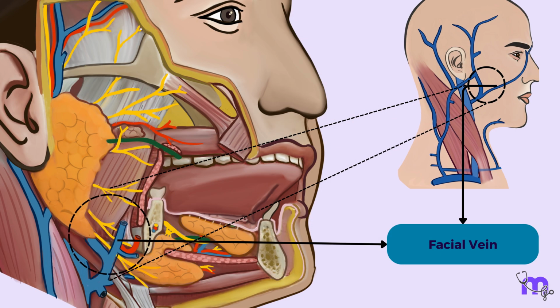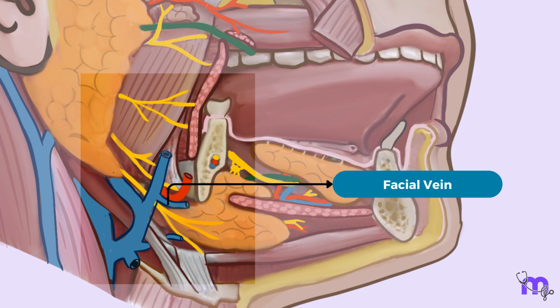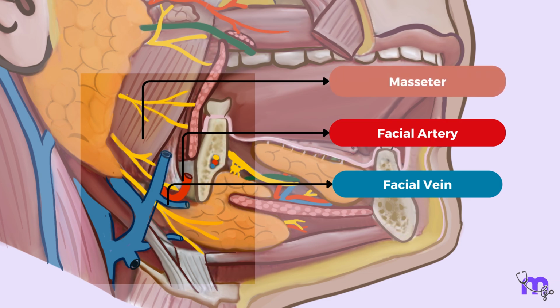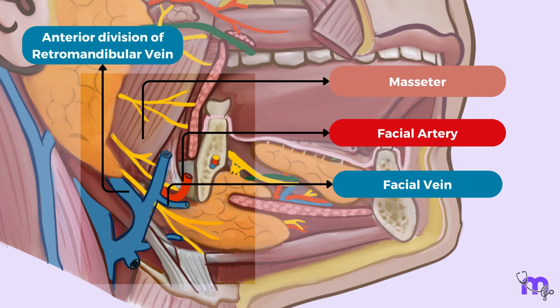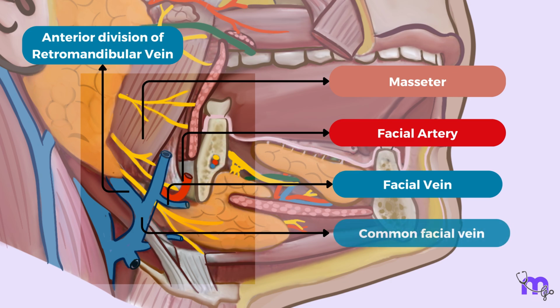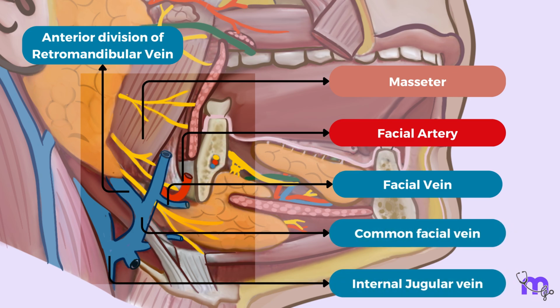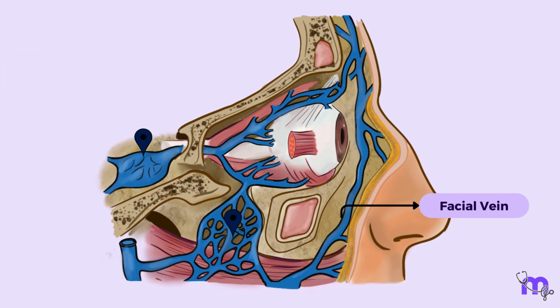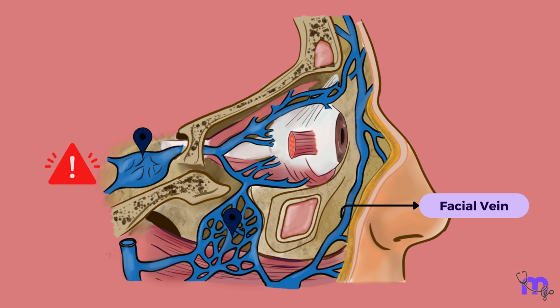From there, it travels downhill, passing behind the facial artery and ending up at the antero-inferior angle of the masseter, where it joins the anterior division of the retromandibular vein to form the common facial vein, and then drains into the internal jugular vein. But wait, there's more. The facial vein has some deep connections which can be dangerous if not taken seriously.